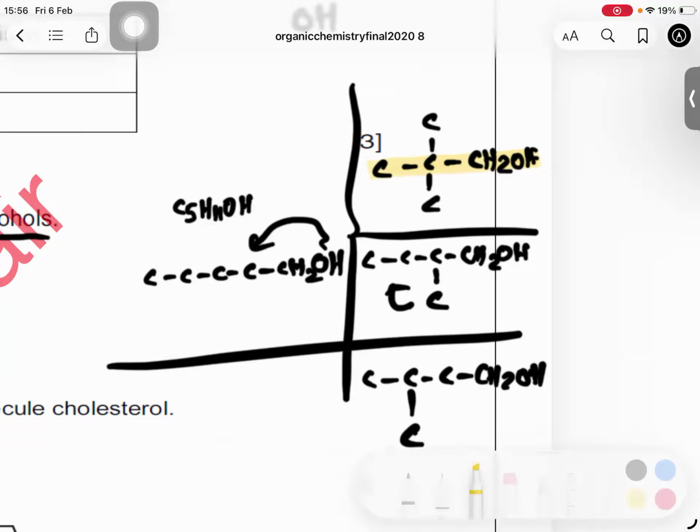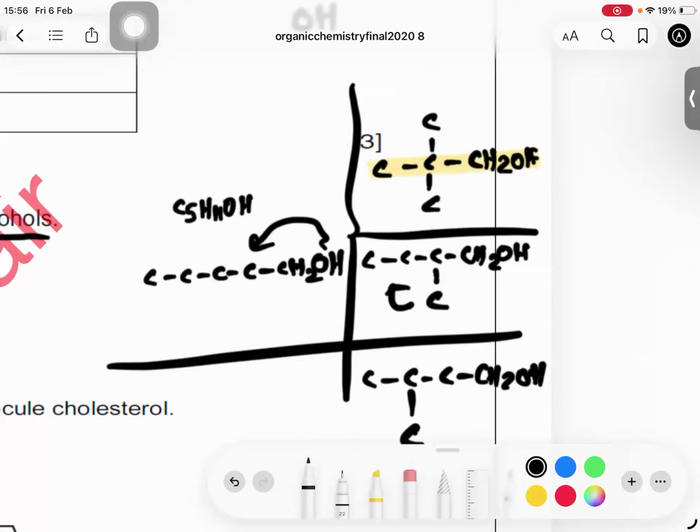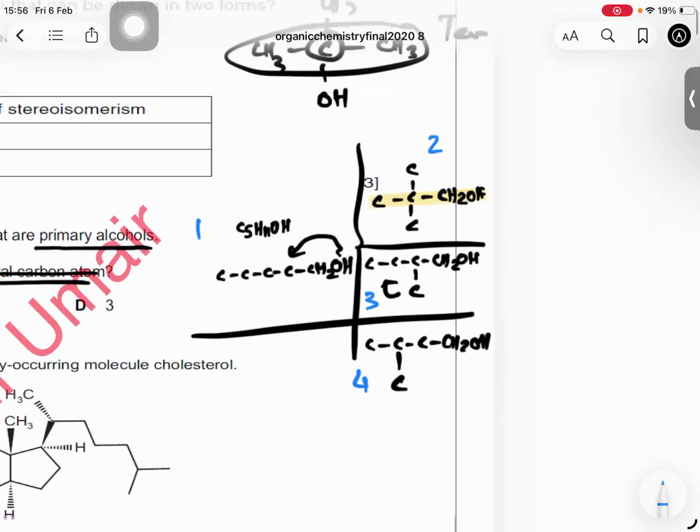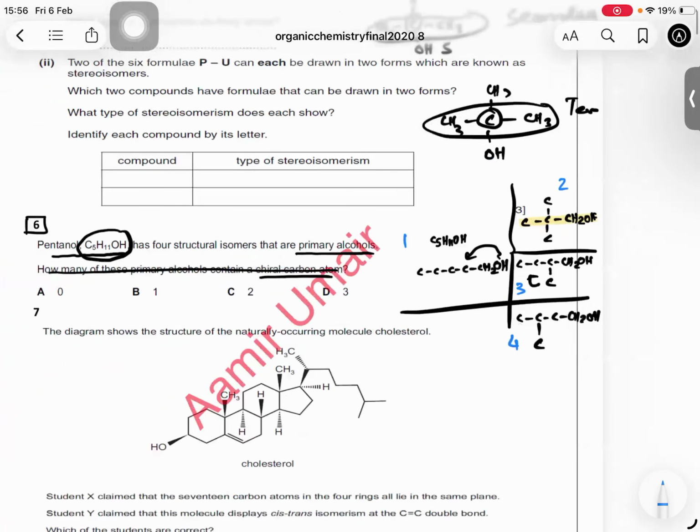So how many isomers do we have then? 1, 2, 3, 4. Okay, so the 4 structural isomers of pentanol which are primary alcohols, right? So this is how you have to draw it. Is it clear? Okay, next. So the answer is 4. No, but I changed the question, so you would not have any option inside.